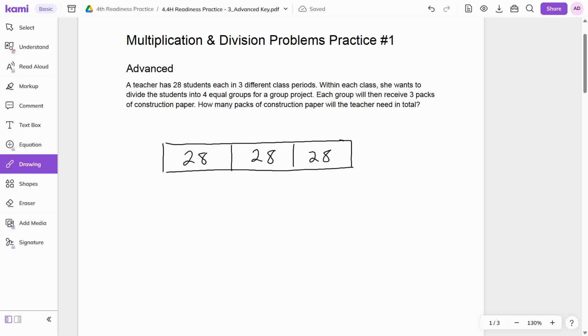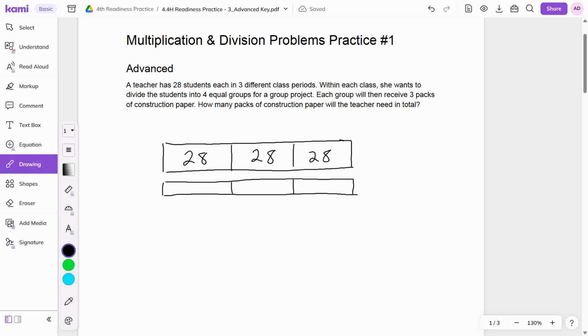Let's see. Within each class, she wants to divide the students into 4 equal groups. Okay, so I can draw another group bar over here. Now what I'm going to do is mimic those 3, but then take each of these classes and break it up into 4 equal groups. So I'm going to cut each class in half and then cut each half in half. So before I move on, let's keep track of what I've done.